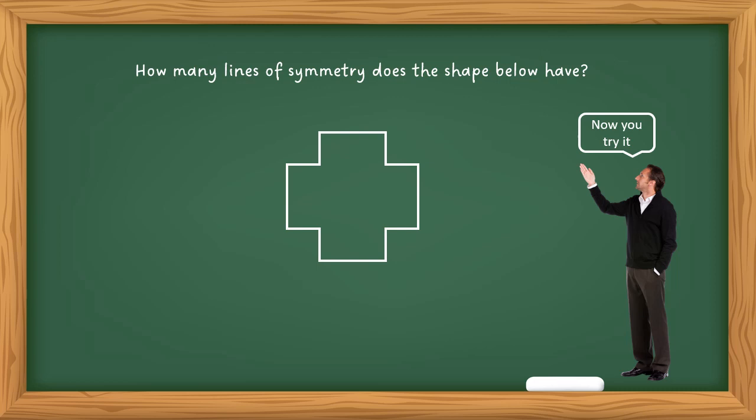Now you try it. How many lines of symmetry does the shape below have? Pause the video and have a go. So how did you do? There's 1, there's 2, there's 3, and there's 4. So this shape has 4 lines of symmetry, and if you got 4, well done.